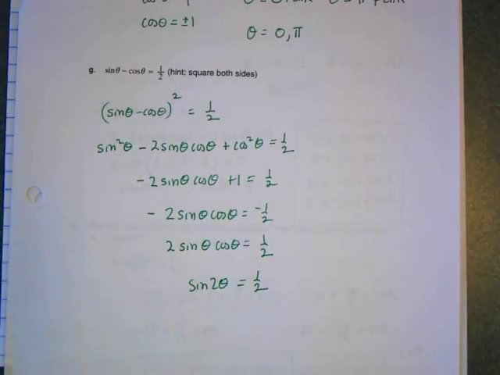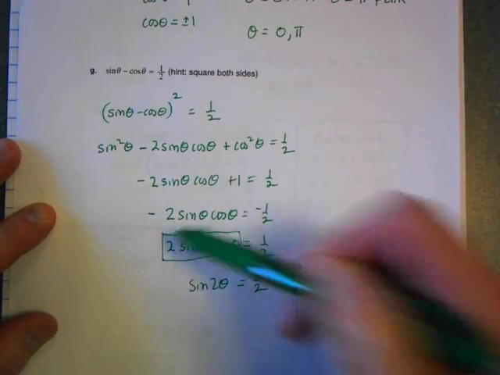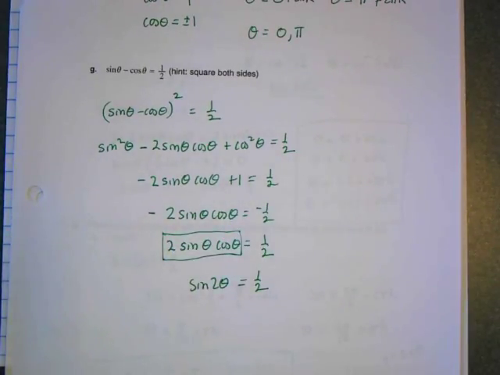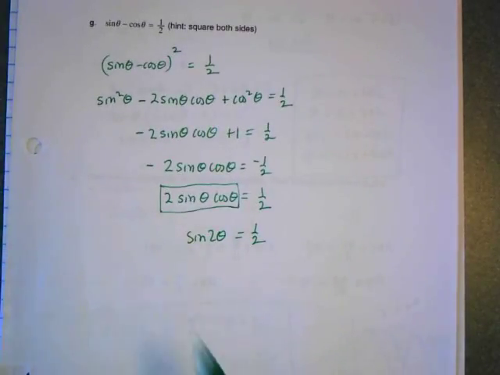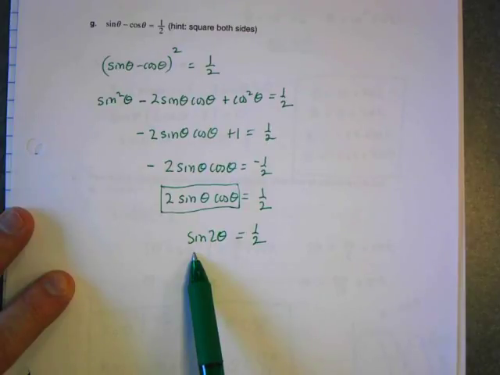Alright, so this one's a tricky one. Tricky because first you got to square both sides and use the Pythagorean identity, and then you have to recognize this double angle formula right here. Now, I'm happy because I only have sine, and I can get rid of sine by doing what? Inverse sine. And then later on, I'll divide by the 2.